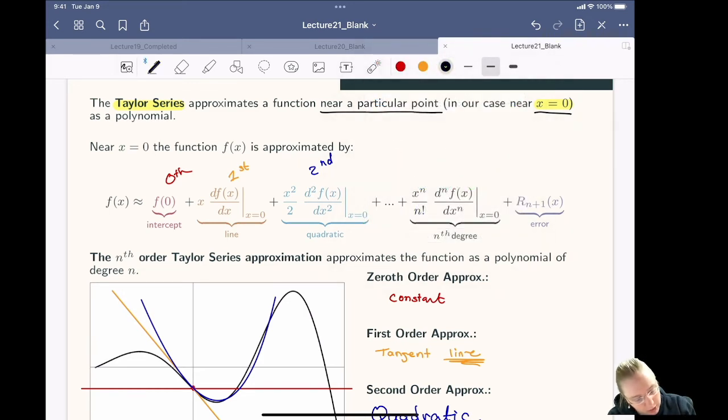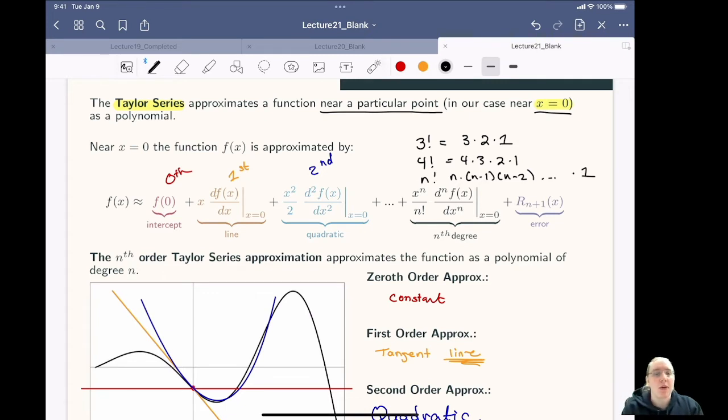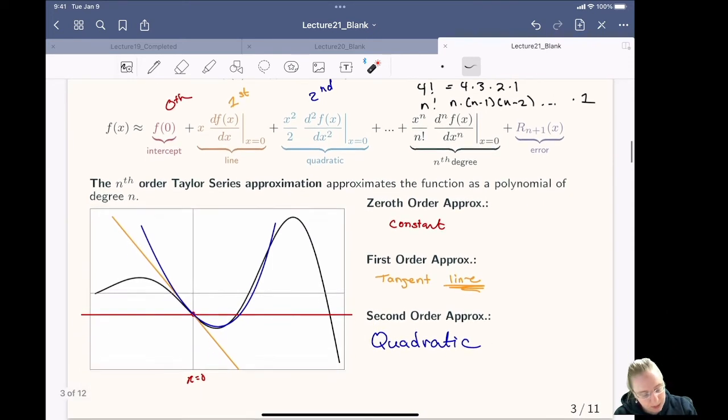What is n factorial? Well, suppose we had 3 factorial. This is simply equal to 3 times 2 times 1. 4 factorial is equal to 4 times 3 times 2 times 1, and so forth. So n factorial is equal to n times n minus 1 times n minus 2, all the way times 1. So that's what a factorial is, and you got to divide by that factorial to get rid of the power rule. All right. This last term here is the error.